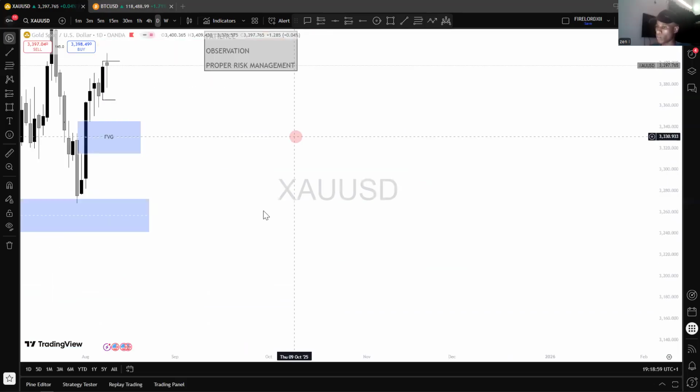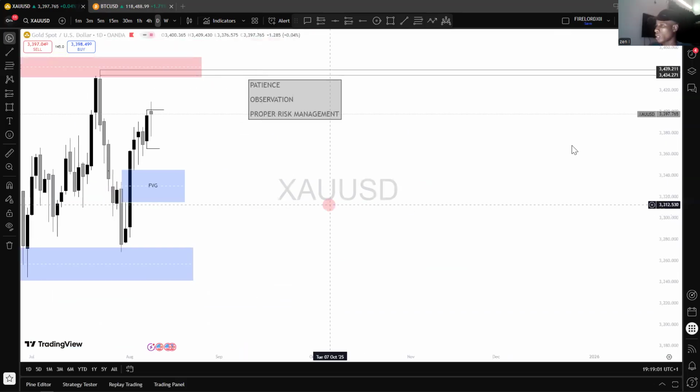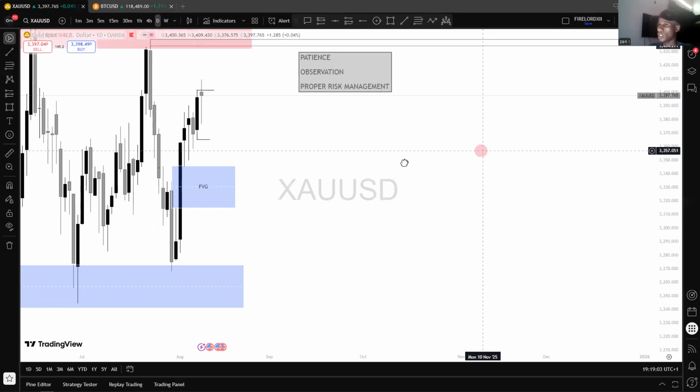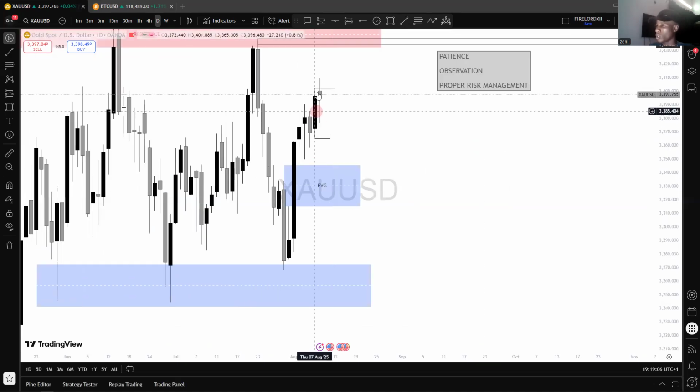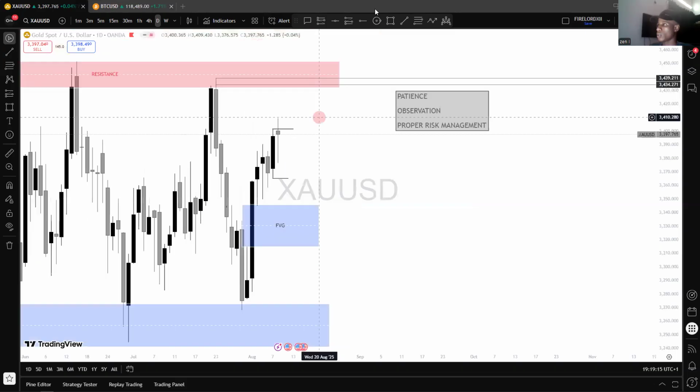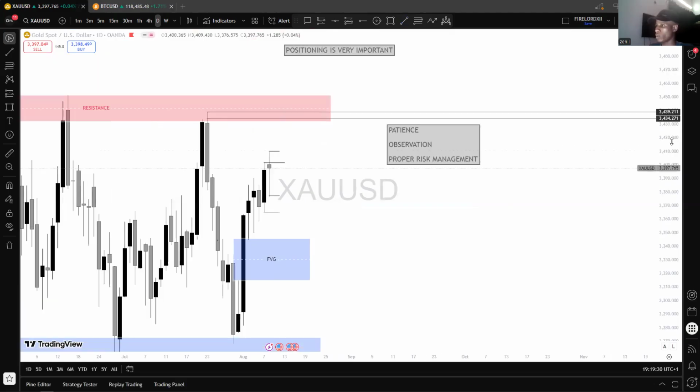As you can see, price swept Thursday's high and closed inside it. This is Thursday's range. Price swept Thursday's range and closed inside it. And now we have Friday's range. So we have Friday's range high and Friday's range low, right?